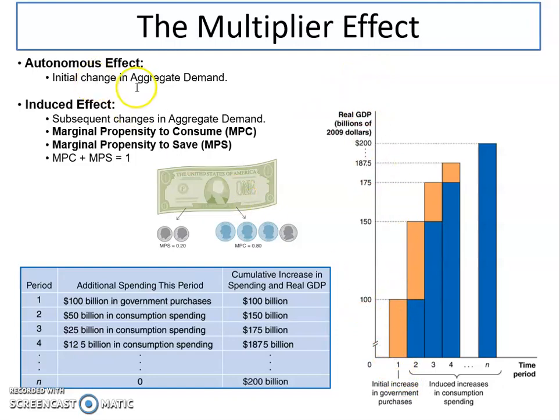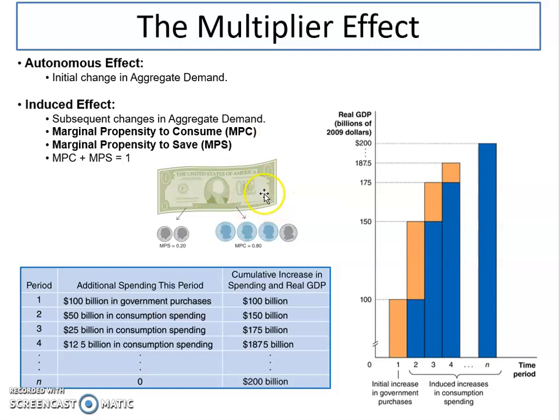The induced effect, however, is a little more complicated and requires us to understand two new concepts. The first is called the marginal propensity to consume. This is essentially the fraction of each dollar that is earned in the economy spent. So if someone in the economy earns $1, what fraction of that would they actually use to go out and buy things with?